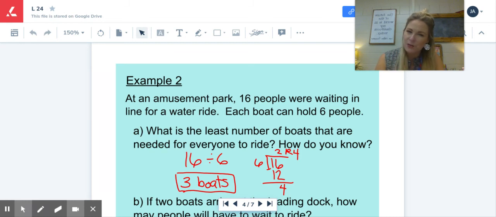An extension question for you is this: how many people are in that last boat? We know that it's not a full boat. We only have 2 full boats. That's our whole number up here, 2 full boats. How many people are in that last boat? You get that answer from your remainder, 4. 4 people will be in that last boat.